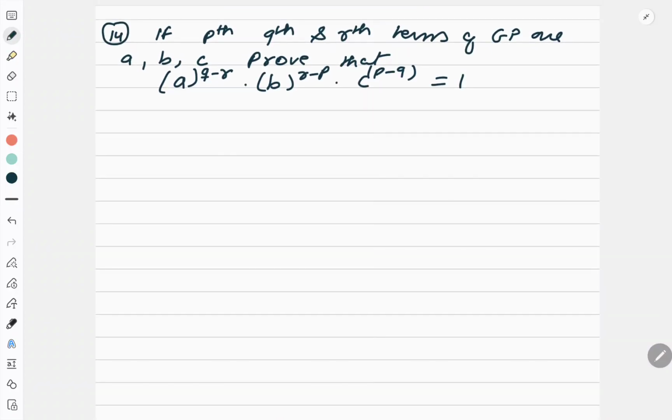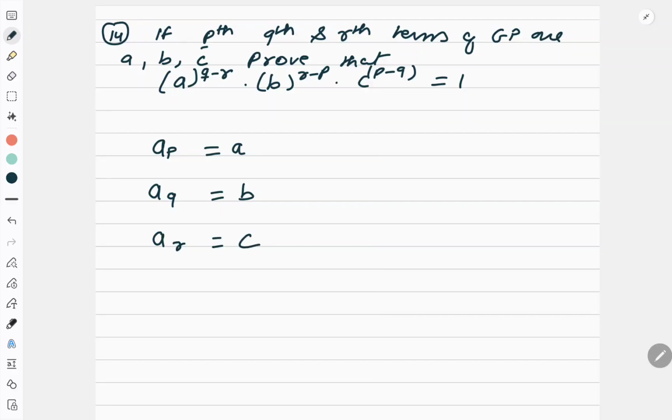Now, if the pth, qth and rth terms of a GP are given, prove that this is equal to 1. Again, as I said, don't look at the question and feel it is very complicated. Write down the information given. If I am saying pth term, it means AP, and it is given as a. If I am saying qth term, it means AQ, which is b, and AR, which is c.